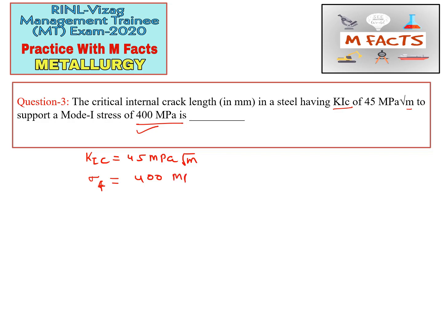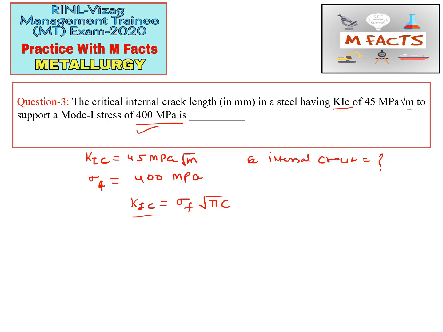So this is MPa, and we need to calculate the crack length. Okay, so this is the internal crack length. We need to calculate internal crack length. Okay, so the formula for this type of question is KIC, that is stress intensity factor. KIC is equal to sigma F under root of pi C.